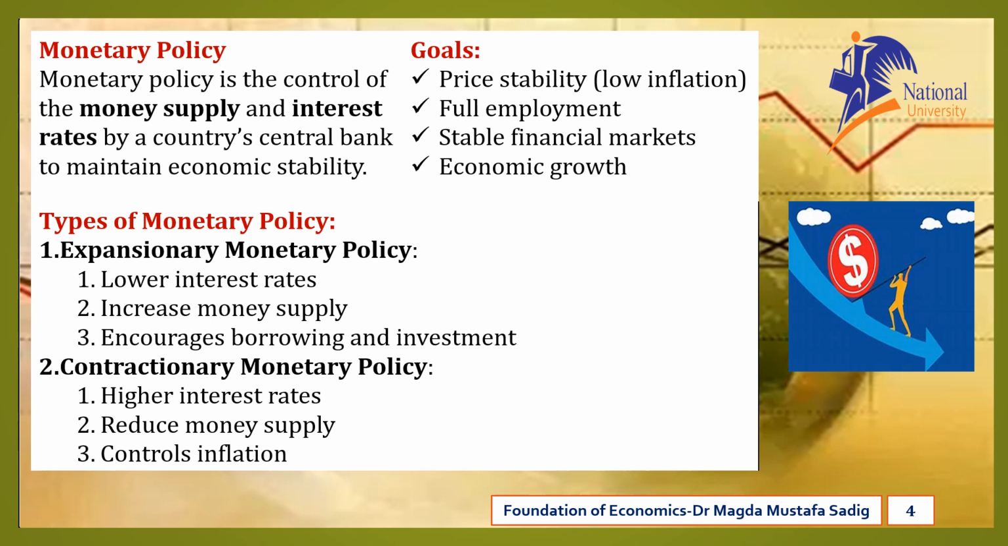The second type is contractionary monetary policy, used when the economy is overheating and inflation is high. How it works? By raising interest rates and reducing the money supply. Why? This helps reduce spending, limit borrowing, and control inflation. Example: if prices are rising too fast, the central bank raises rates to slow things down.